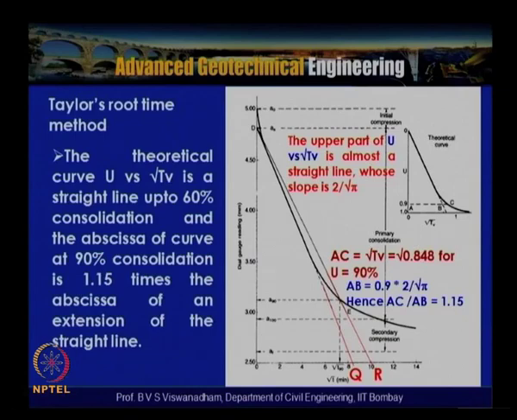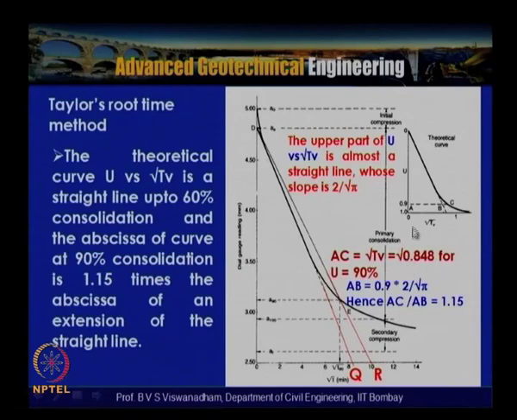Now for the straight line portion, we can write that AC is nothing but, for 90% consolidation, root T v, for which the time factor is 0.848. So AC is root 0.848. And AB is the vertical ordinate of this triangle. If you look into triangle OAB, then OA is equal to 0.9 and the slope is 2 by root pi, so AB becomes 0.9 into 2 by root pi.